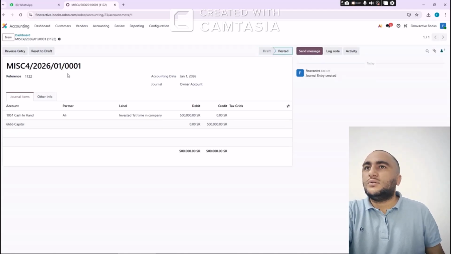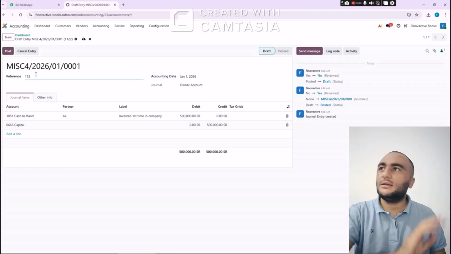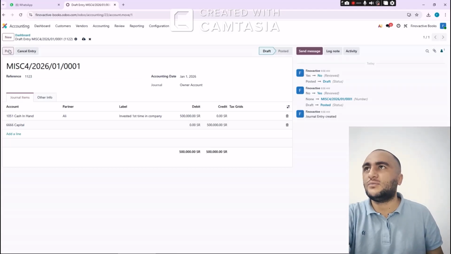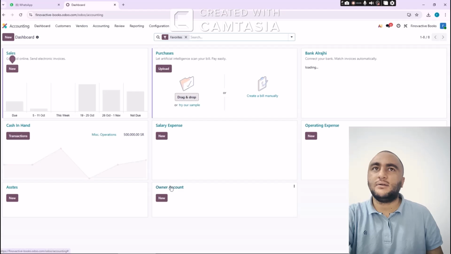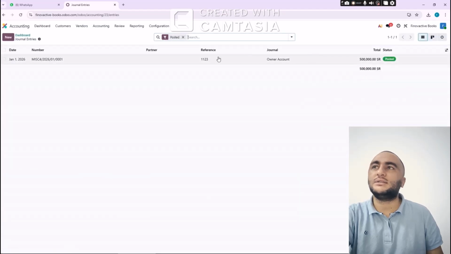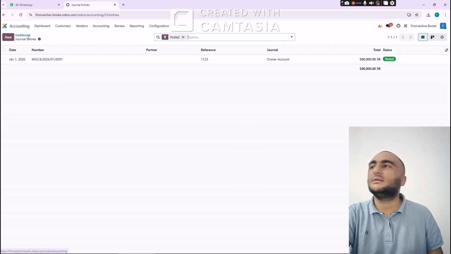If you want to edit anything, you can reset to draft, and then you can edit it, and then you can post again. It will be shown here in the owner account. You can see the entry is posted. Just like this, we will post all the entries.